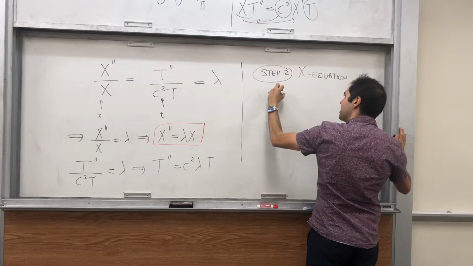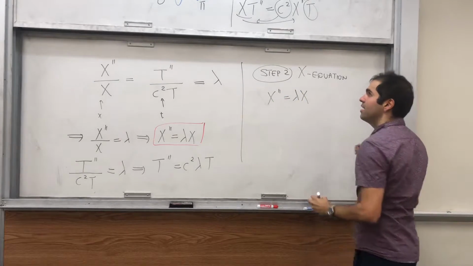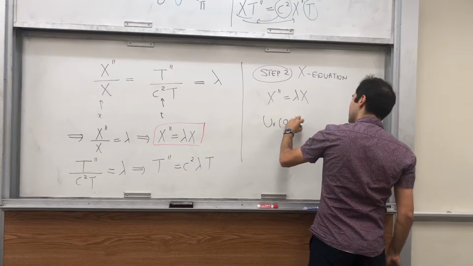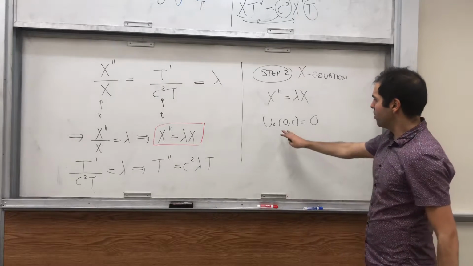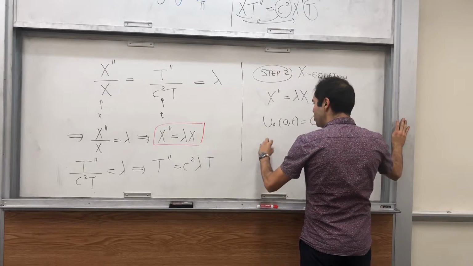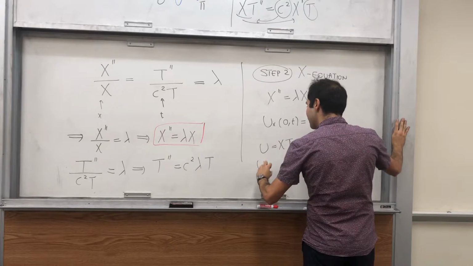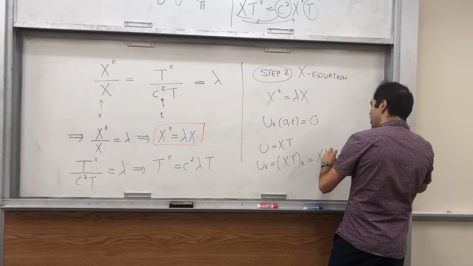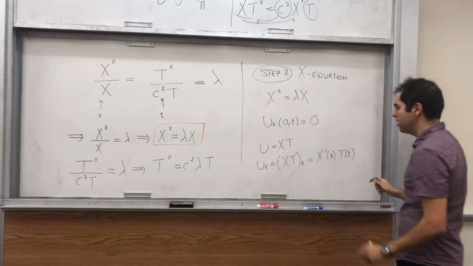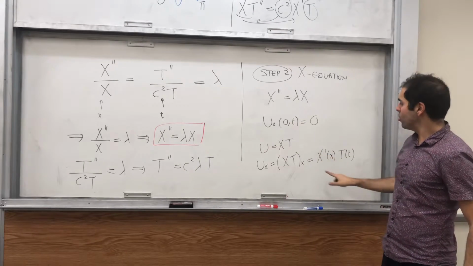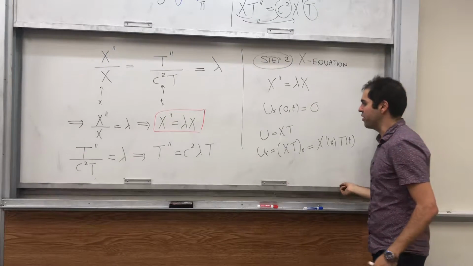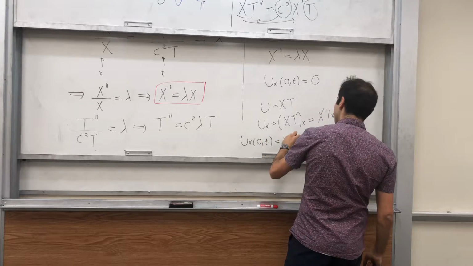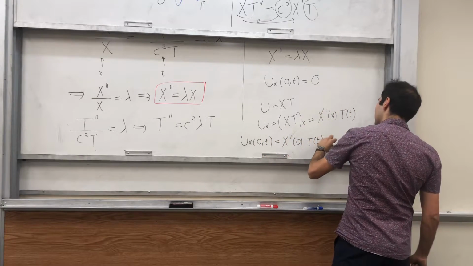So we already know that X double prime equals lambda X. Now, let's use the boundary conditions. So we know u_x(0,t) equals 0. But look, what is u_x? If u equals X times T, u_x is the derivative of this with respect to x, and that becomes X prime of x, T of t. In particular, u_x(0,t), you plug in little x equals 0, becomes X prime of 0 times T of t, and that is 0.